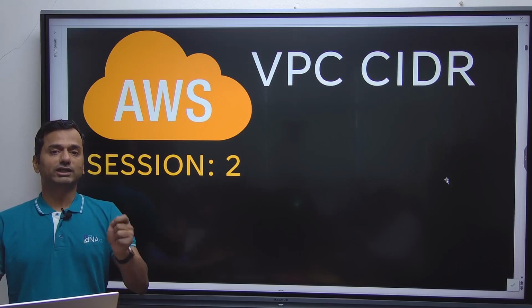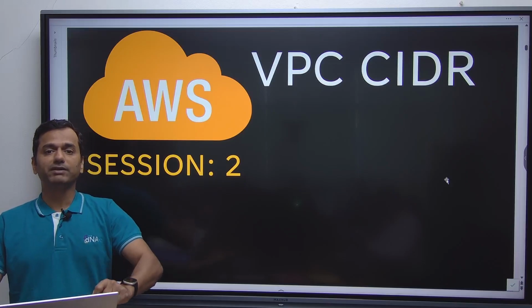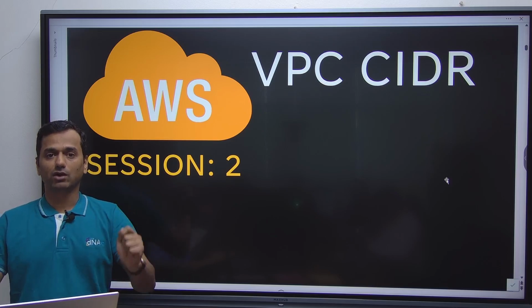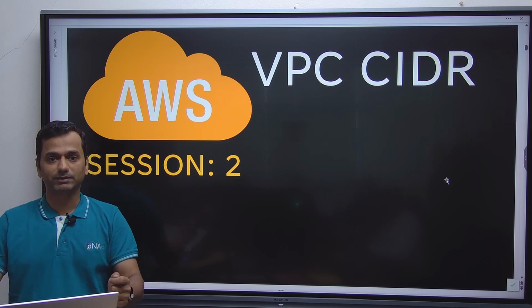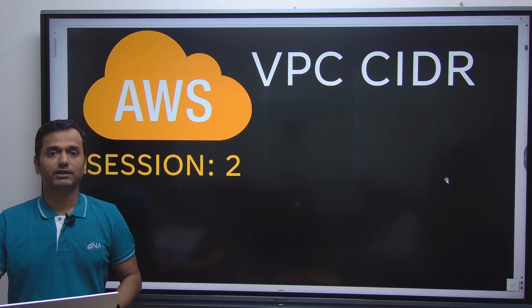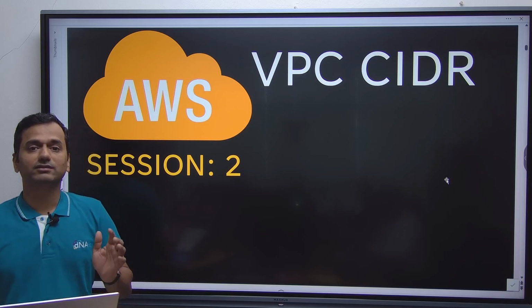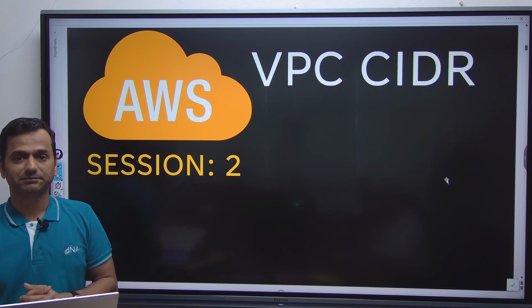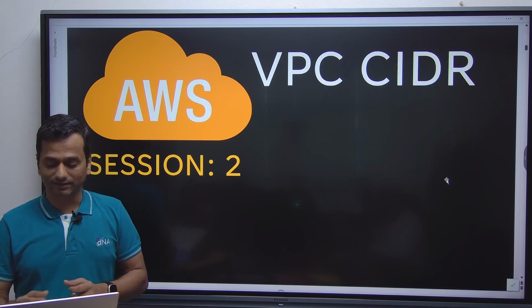Hi. So let's start with session number 2. In the previous session, number 1, we learned about the default VPC and the non-default VPC. Let's focus on the CIDR. There are so many points, right, guys, related to the CIDR range.